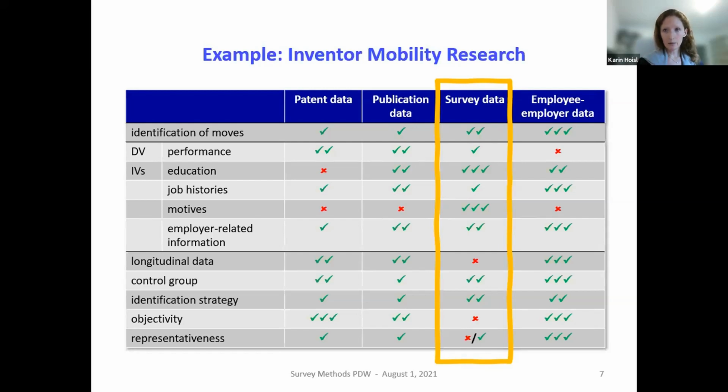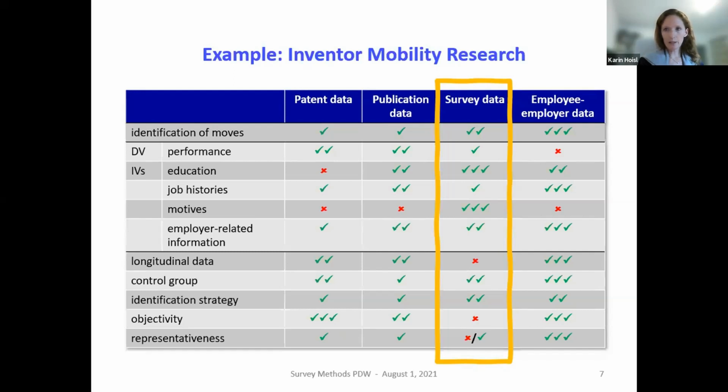So again, what is the solution? The solution is to combine different data sources. Get all the information that you can get from a survey and combine it with another data set that solves all the issues of the survey data. For example, this is what I did. I combined survey data with patent data. You can combine it with publication data, or if confidentiality issues allow it, you can also do it with registry data. And then you get the time structure, then you get the objective productivity measures and everything you need.